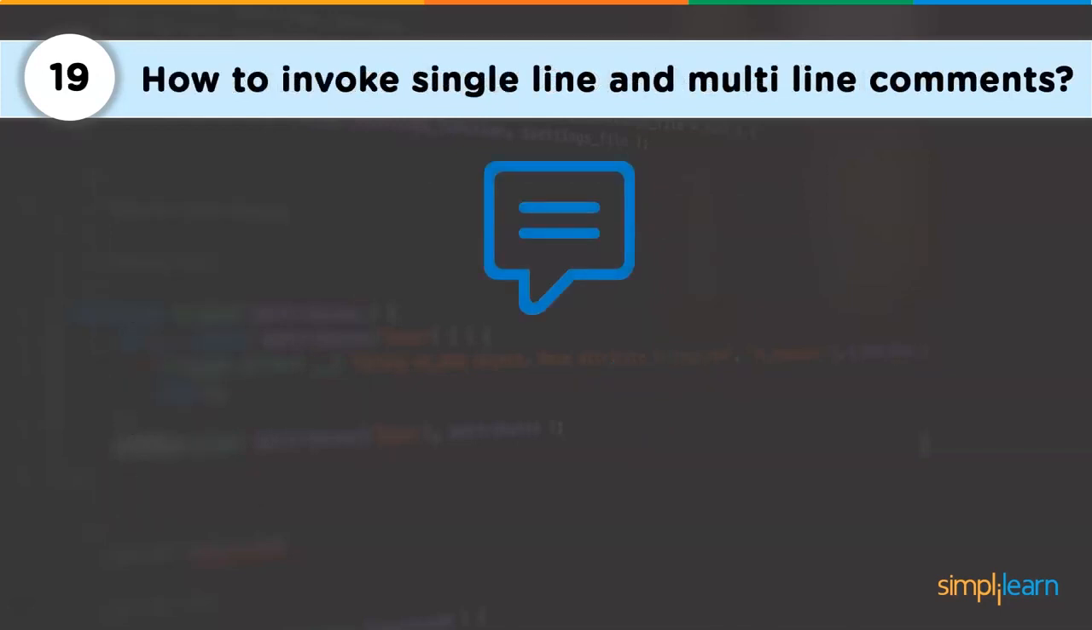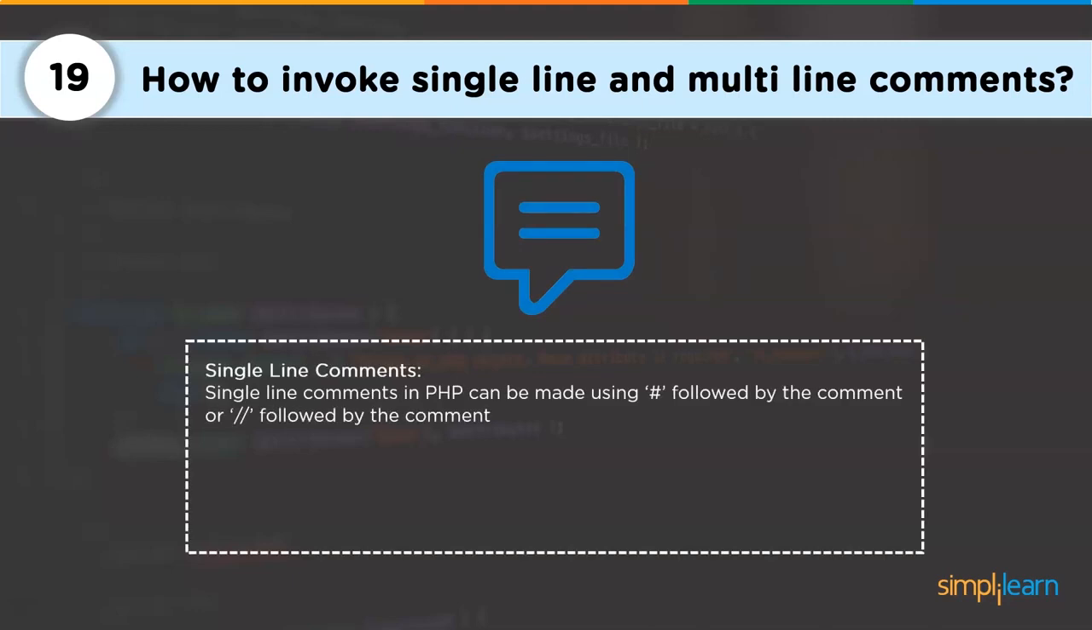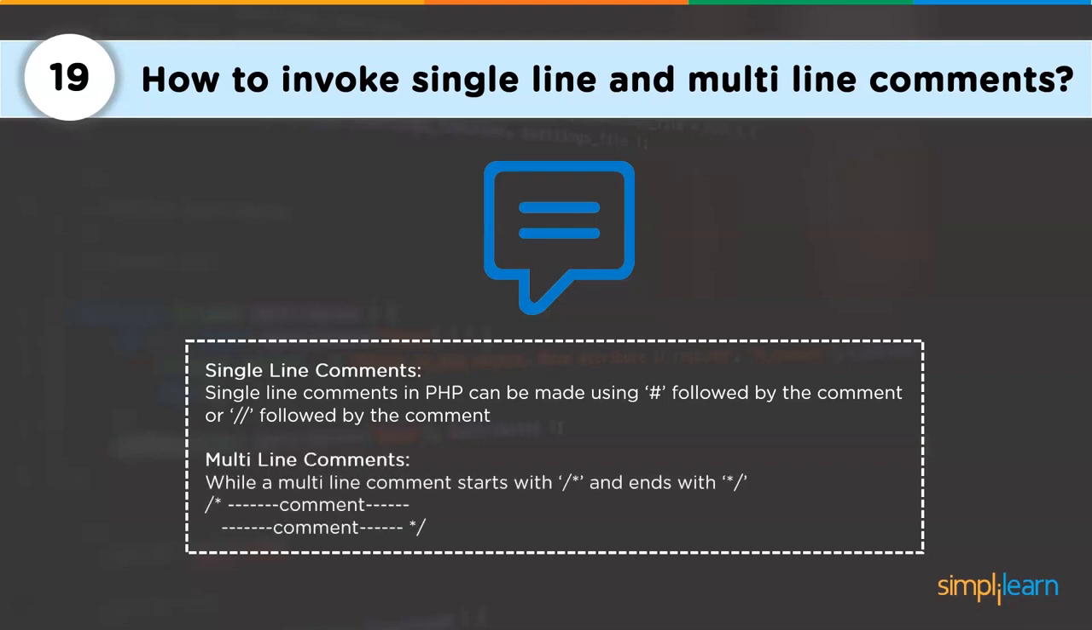Moving on, how to invoke single line and multi-line comments. A single line comment in PHP can be made using a hash followed by the comment, or double slash followed by the comment. In the case of multi-line comments, you can use slash star and write your comments in multiple lines and enclose it with a star and slash.